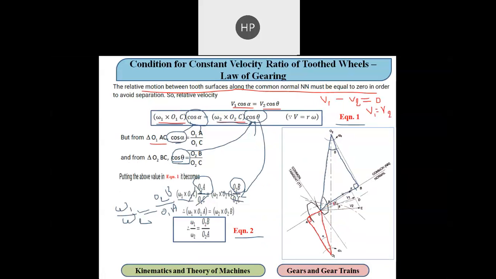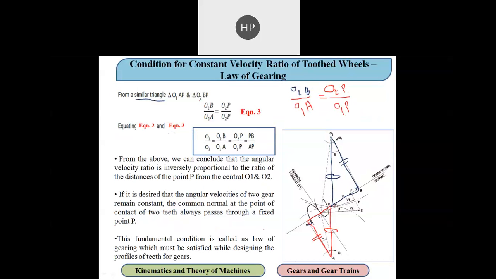Okay, so now here we have O2B divided by O1A. We have this equation, O2B divided by O1A. Now we have this value. Now instead of this O2B divided by O1A, we will put this value. So now putting the value of equation 3 in equation 2. So this is our equation 2.